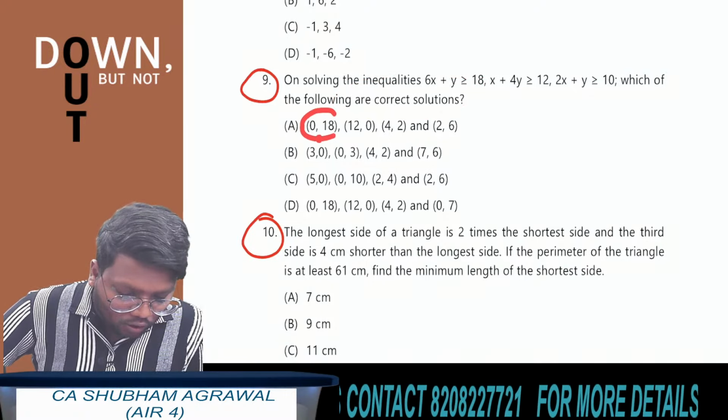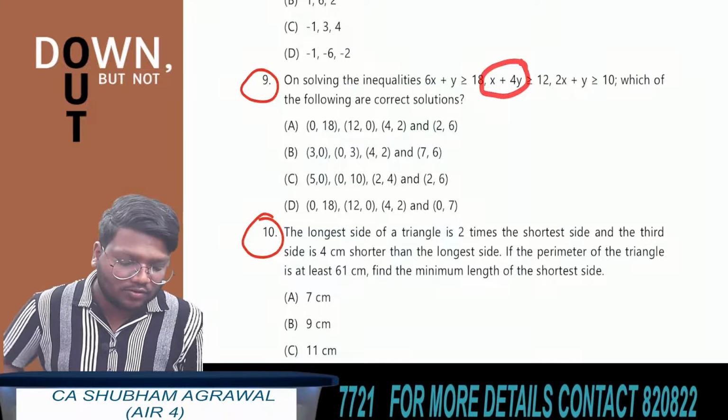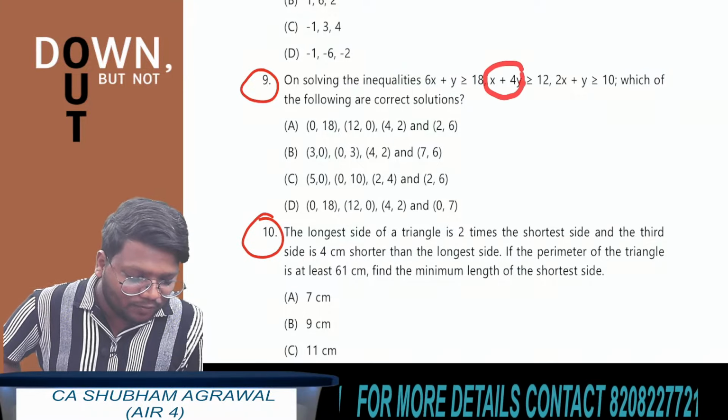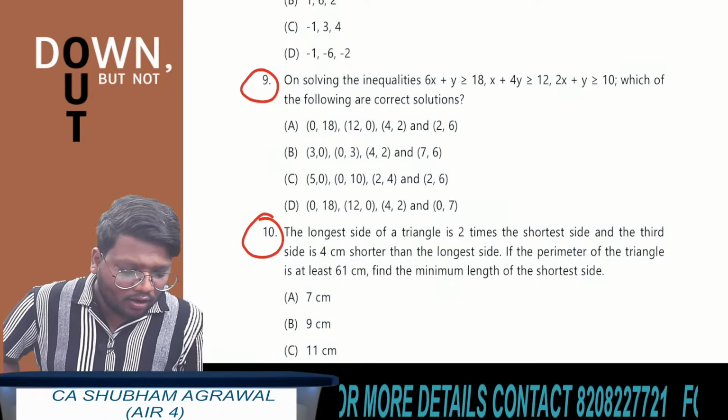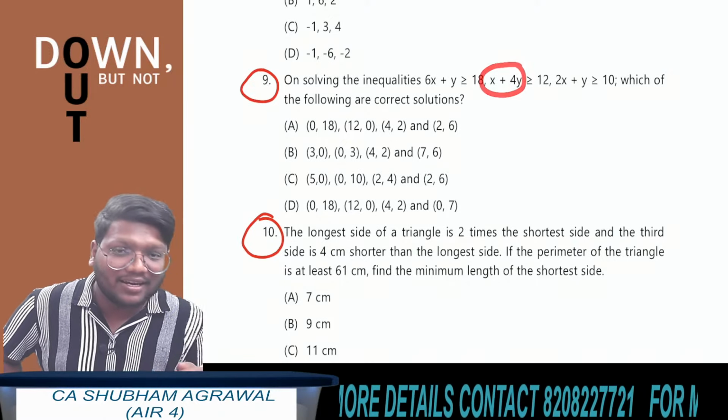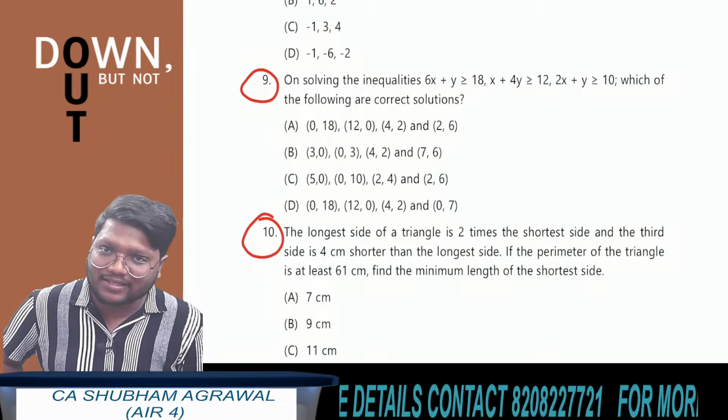Okay. Now check for 12, 0. You have to put value of x as 12 and value of y as 0. What is the value of 6x plus y now? 6 multiplied by 12 plus 0, which is 72, and 72 is greater than 18. Now find the value of x plus 4y. 12 plus 4 multiplied by 0, which is what? 12. And here the value of x plus 4y is 12, which is also possible because we want x plus 4y either greater than 12 or equals to 12. So here we are getting it exactly 12.